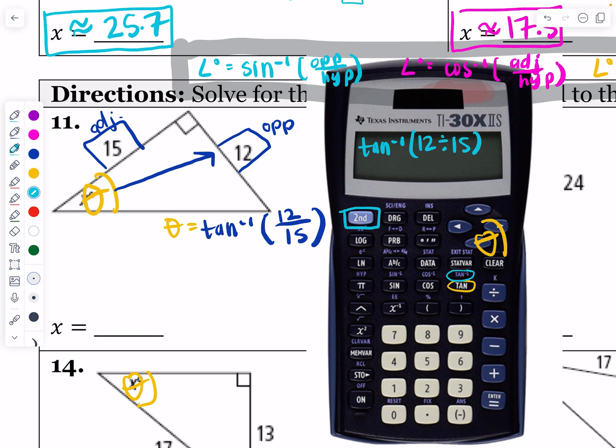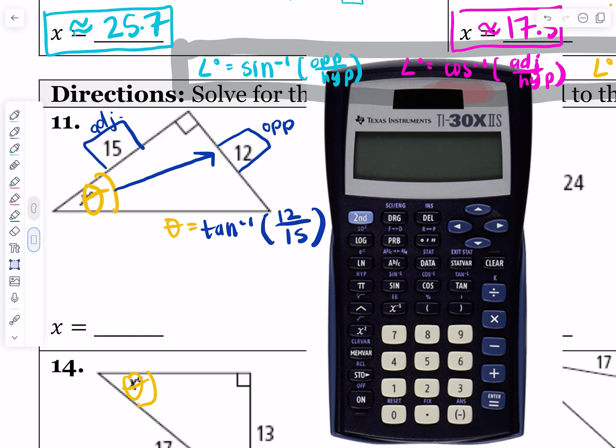So 12 divided by 15. If this is a decimal, you have to use the division symbol. If not, you could use that fraction symbol. If you've been using this A and B over C button, that's totally fine. The only thing that's not going to work for it is when it's not a ratio of whole numbers. Okay, so you'd click enter and let's see exactly what would pop up.